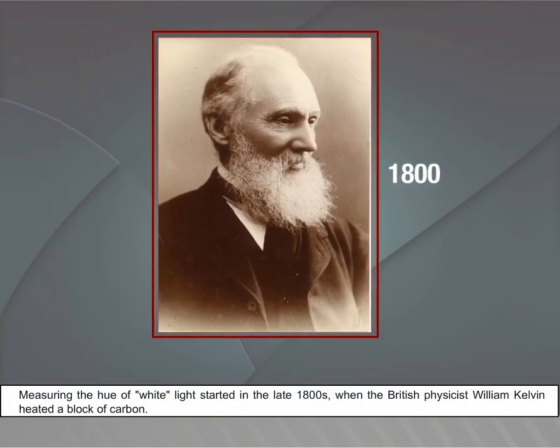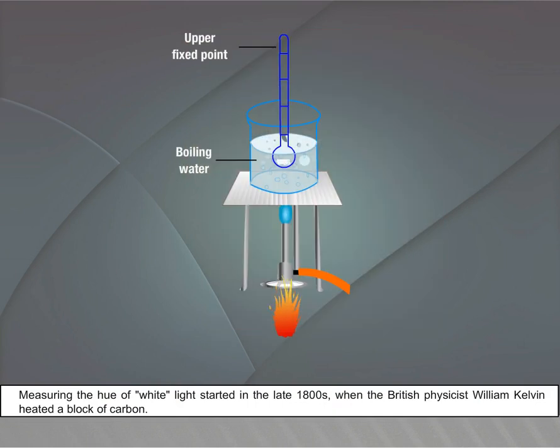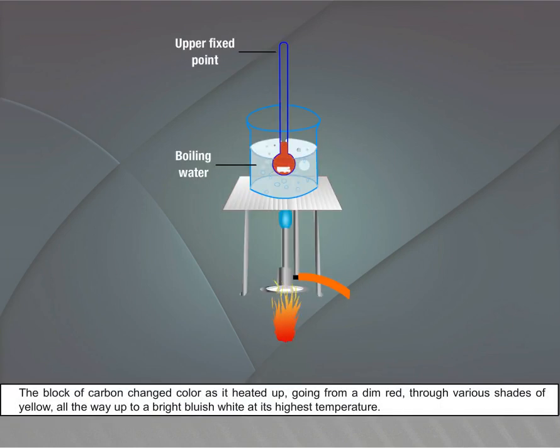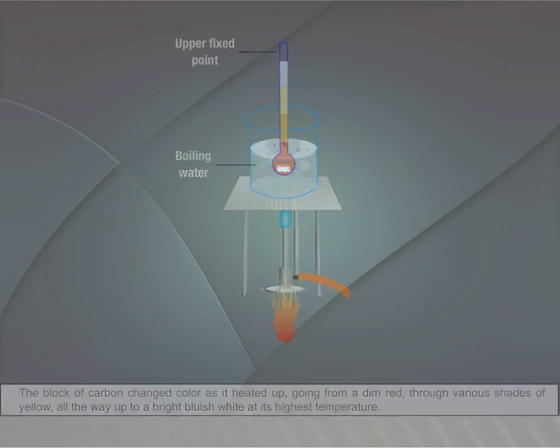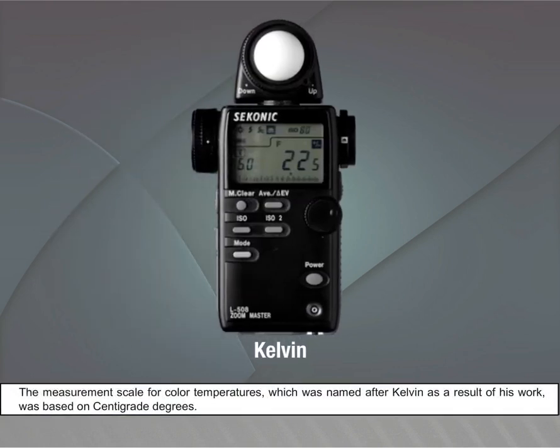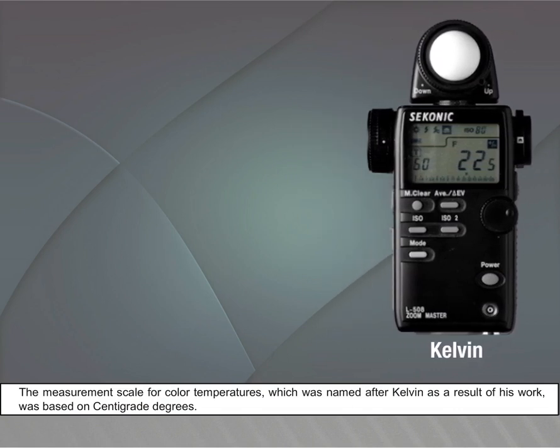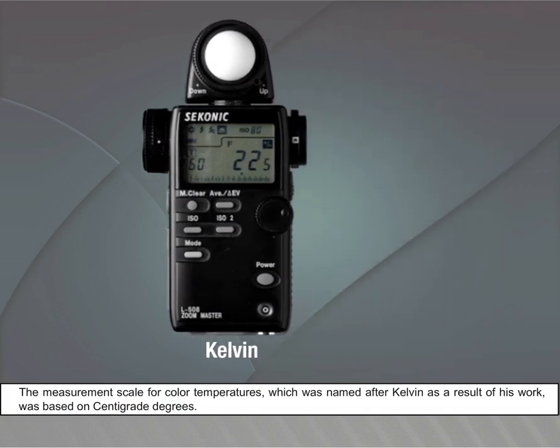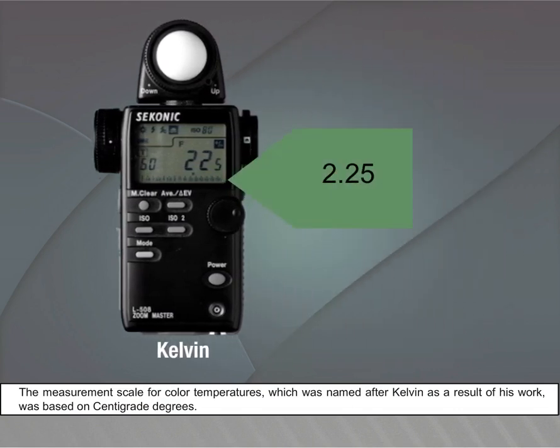Measuring the hue of white light started in the late 1800s when the British physicist William Kelvin heated a block of carbon. The block of carbon changed color as it heated up, going from a dim red through various shades of yellow all the way up to a bright bluish white at its highest temperature. The measurement scale for color temperatures, which was named after Kelvin as a result of his hard work, was based on centigrade degrees.